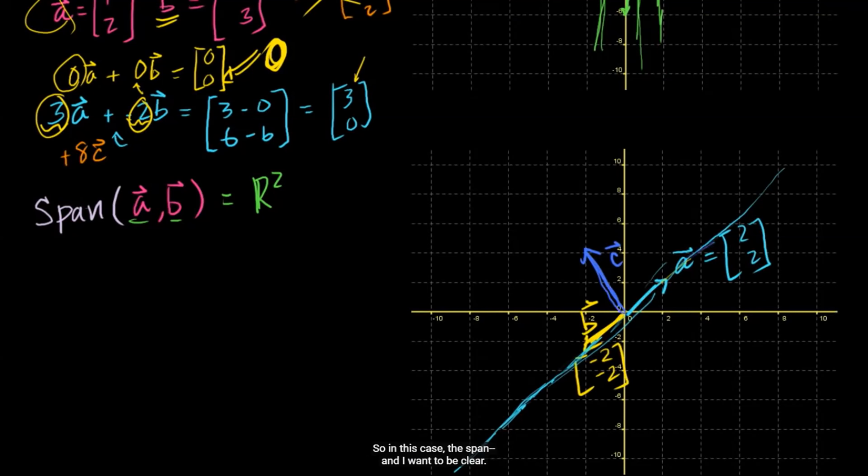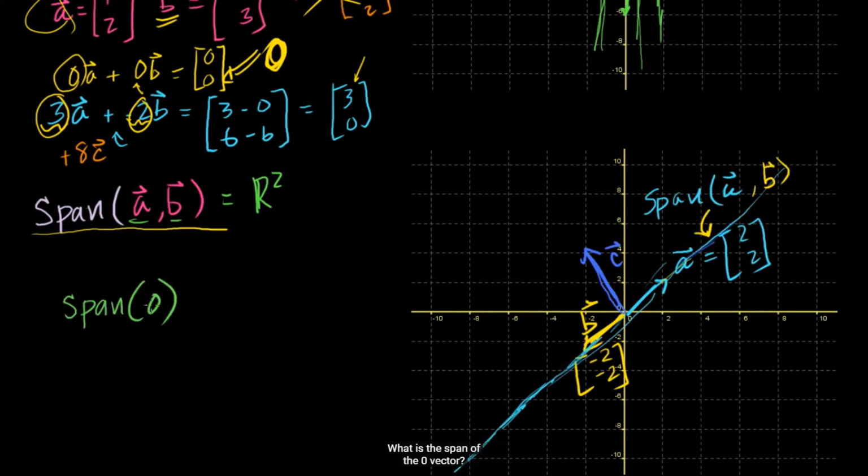So in this case, the span, and I want to be clear, this is for this particular A and B, not for any A and B. For this blue A and this yellow B, the span here is just this line. It's not all of R2. So this isn't just some kind of statement you might have. When I first did it with that example, it was like, oh, can any two vectors represent anything in R2? Well, no. I just showed you two vectors that can't.